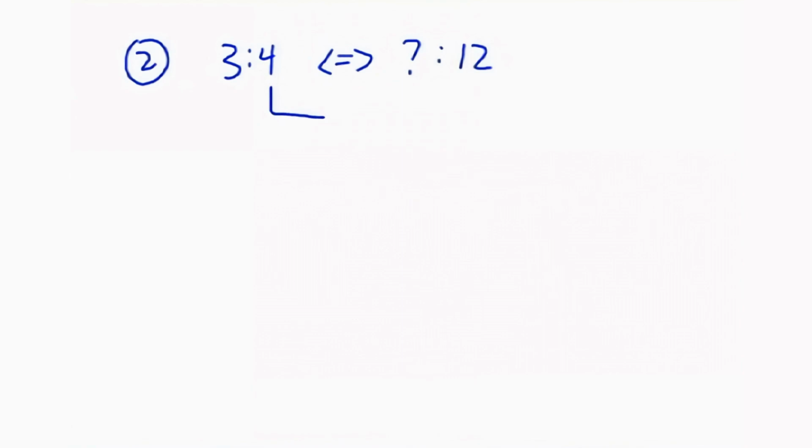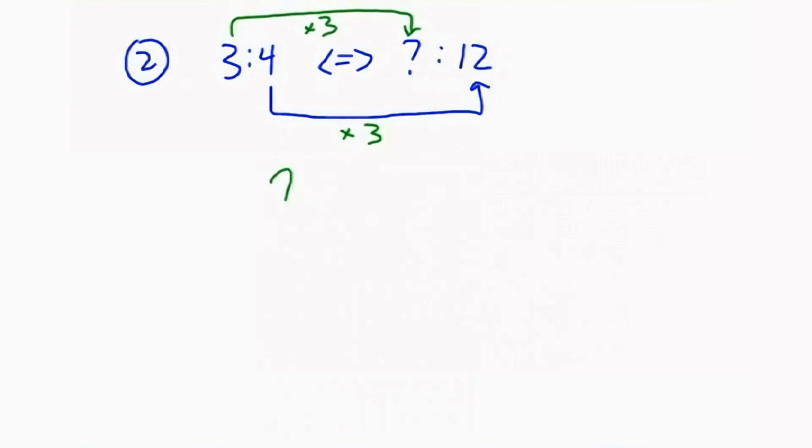Let's look at something else. Let's say we're going to solve something like this: 3 to 4 is the same as something to 12. Now we're going to do the same thing, except we look at how 4 turns into 12. Because these are ratios and proportions, you're always multiplying or dividing. So 4 turns into 12 by multiplying by 3. So we multiply the 3 by 3 to figure out the unknown, and the unknown is definitely going to be equal to 9.